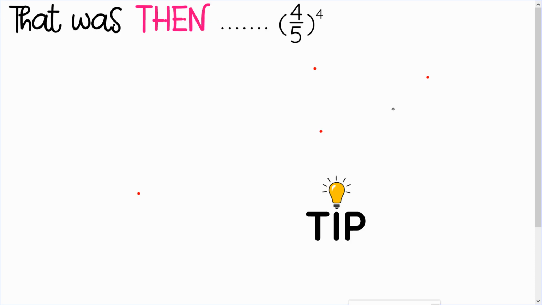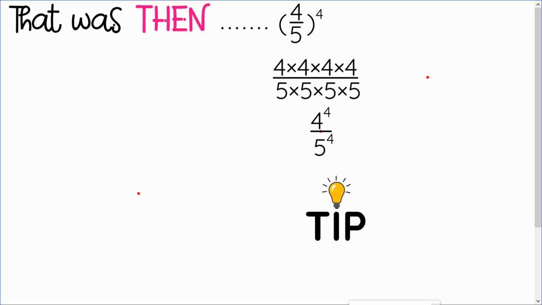Well, that was then, when we took 4 over 5 and raised it to an exponent of 4. Again, I'm going to take my base and multiply it by itself 4 times: 4 times 4 times 4 times 4 over 5 times 5 times 5 times 5. Let's collect them all together. So it's 4 factors of 4 over 4 factors of 5, which is 4 exponent 4 over 5 exponent 4.